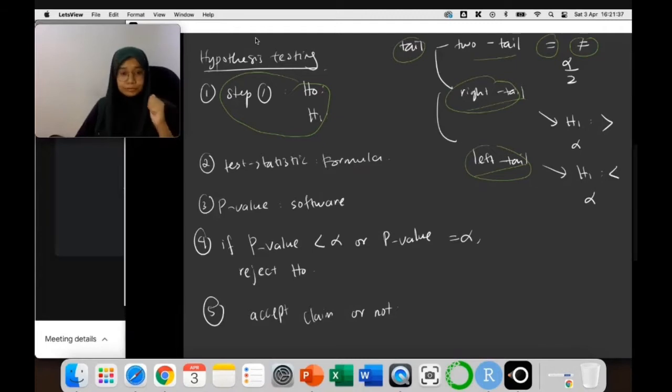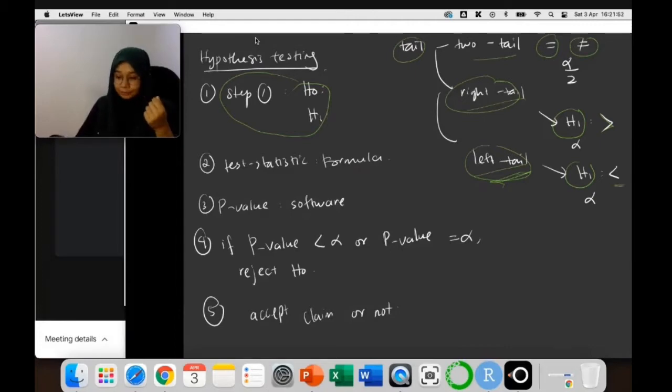Okay, how do you know that your hypothesis is right tail? You look at your H1. If your H1 symbol is greater than, then it is a right tail. How do you know your hypothesis is left tail? You look at your H1. If your H1 is less than, it is a left tail.